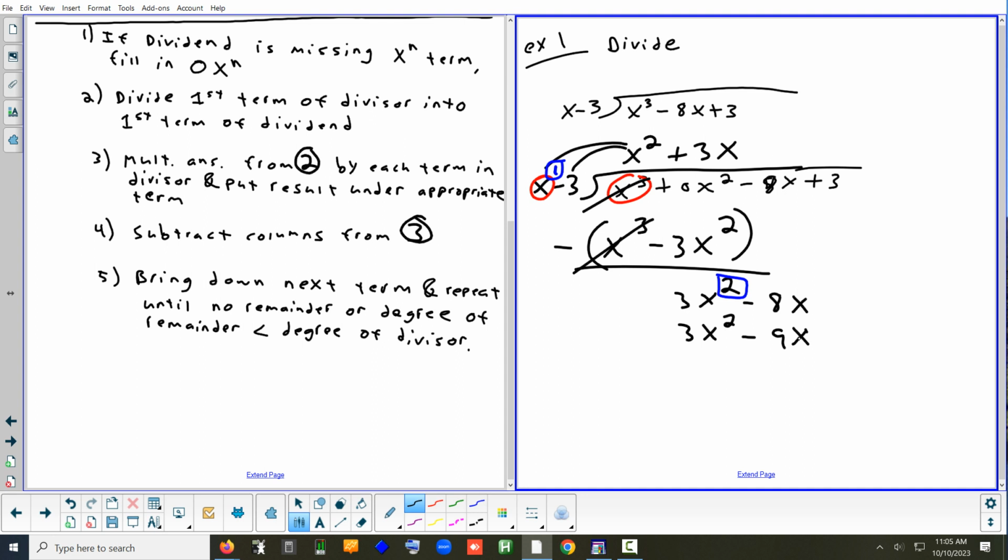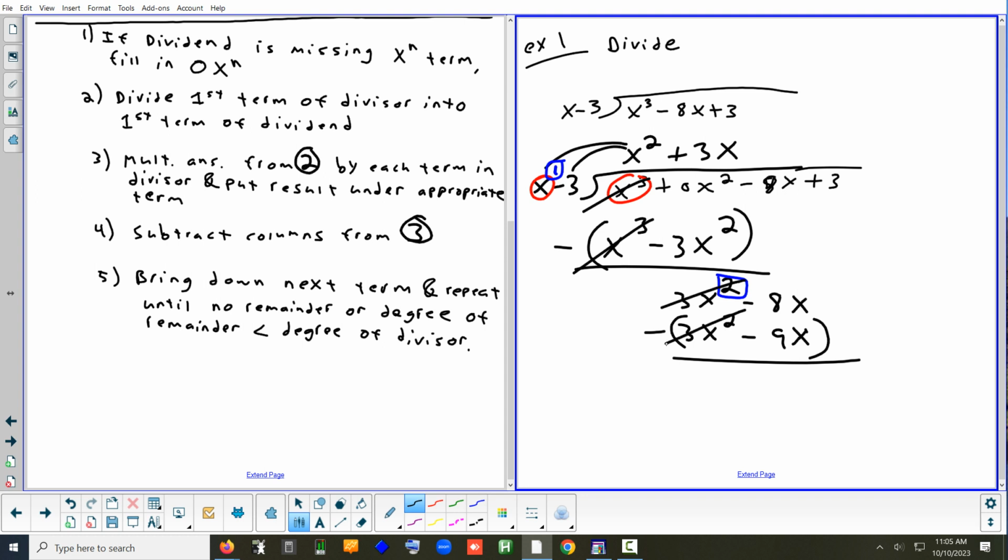And Jacob, what do I do with those columns? Oh, you subtract? Yep, I'm going to subtract them. And Cole, what's 3x squared minus 3x squared? 0, that's gone.